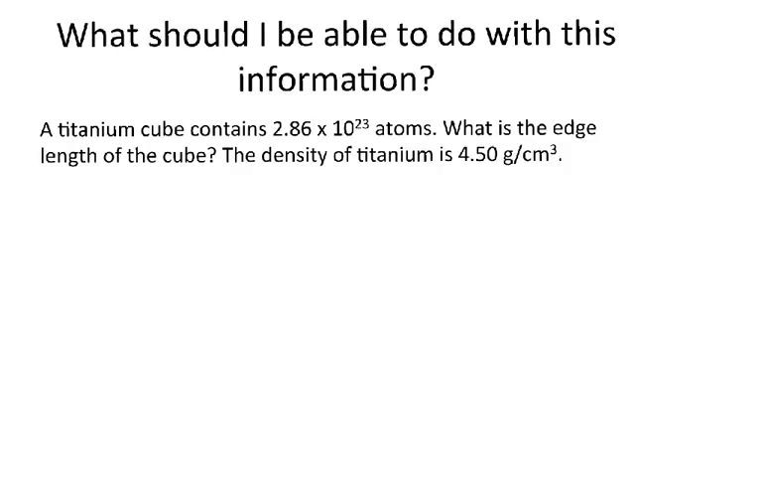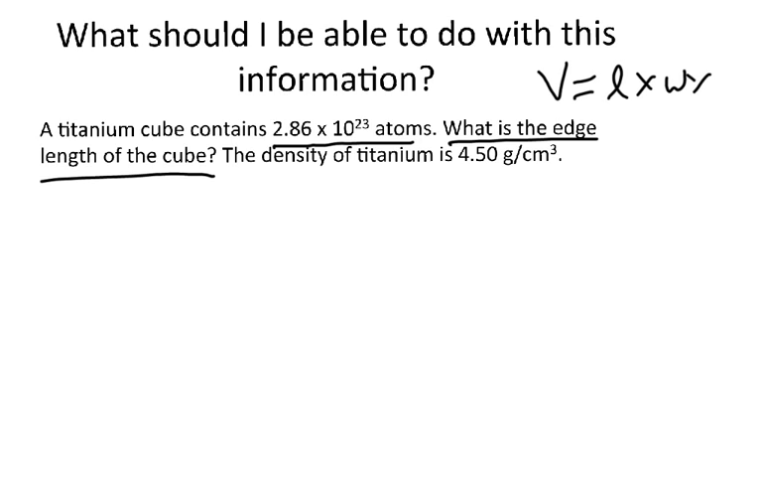Okay, finally, I wanted to include one problem where you're integrating what you learned in Chapter 1 and what you learned in Chapter 2. This would be sort of the ultimate goal so far for you to be able to solve problems like this. So this question gives you a number of atoms, and then it asks you to find the edge length of a cube. So this edge length of a cube is just one dimension in volume. So you know volume of a cube is equal to length times width times height.